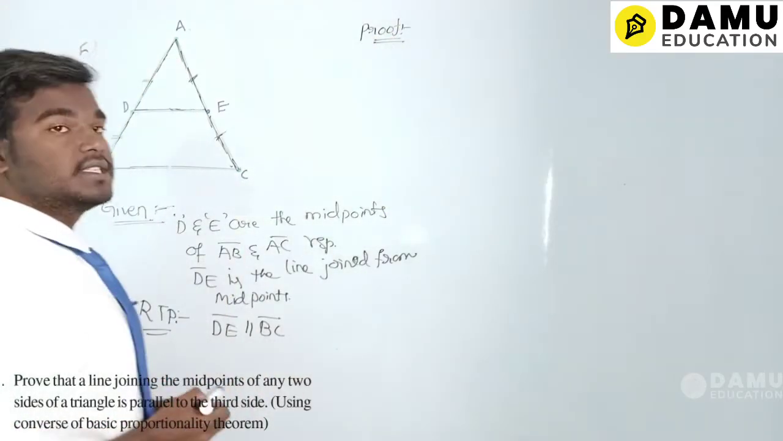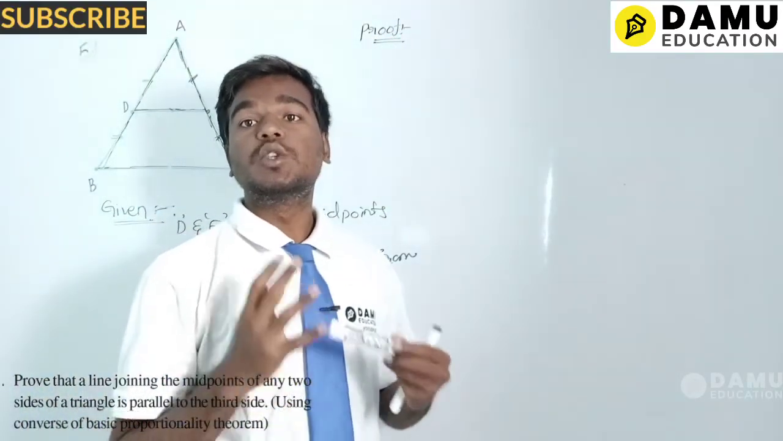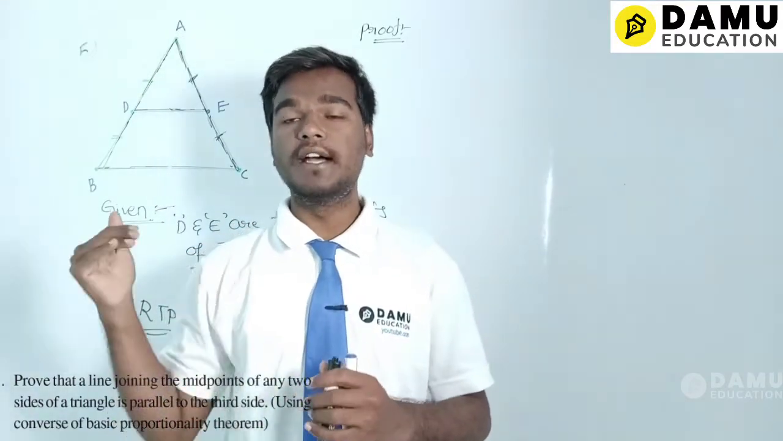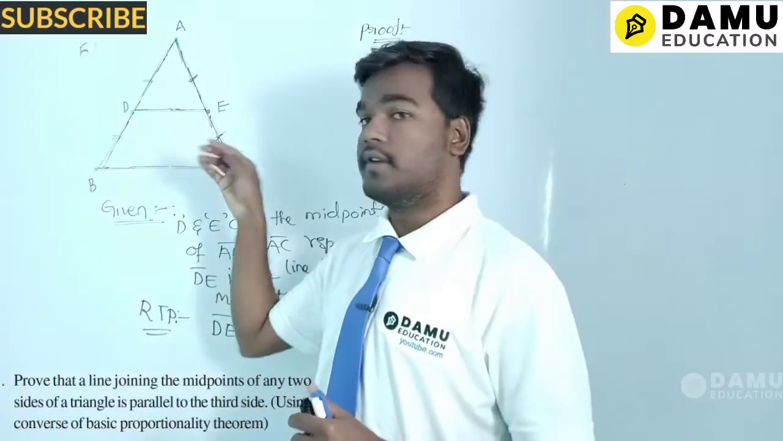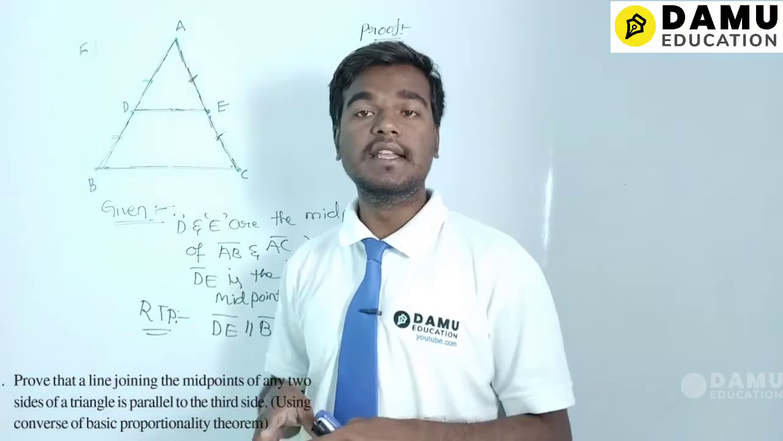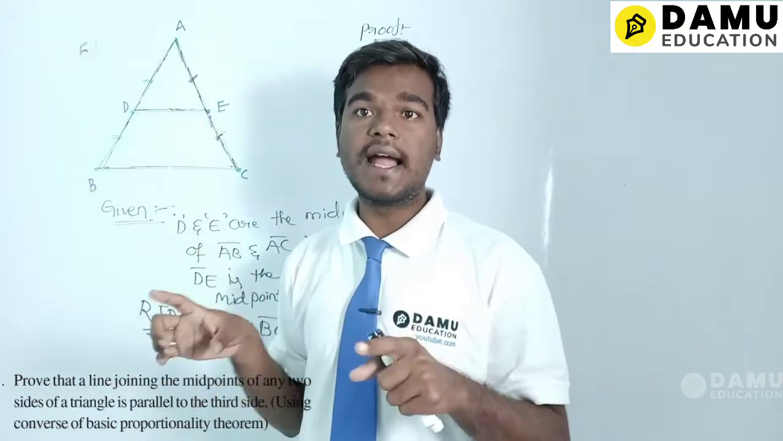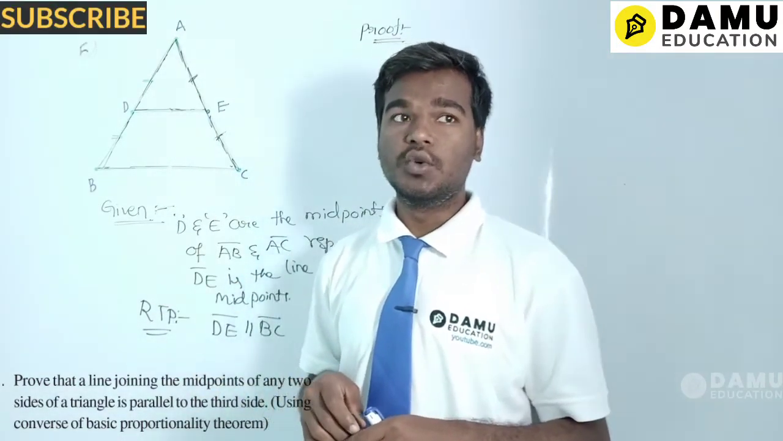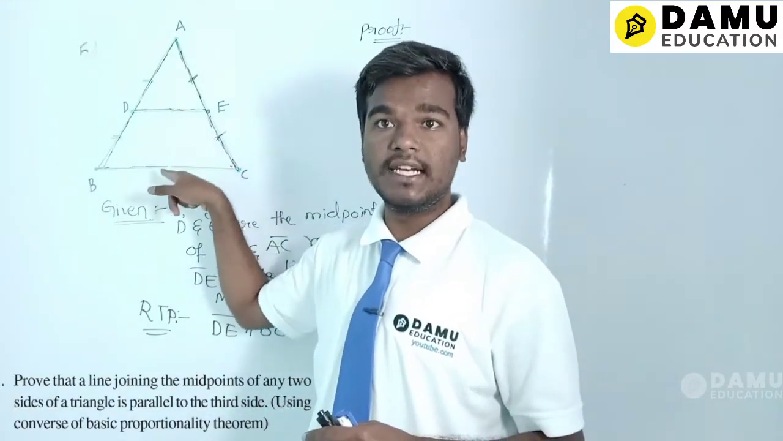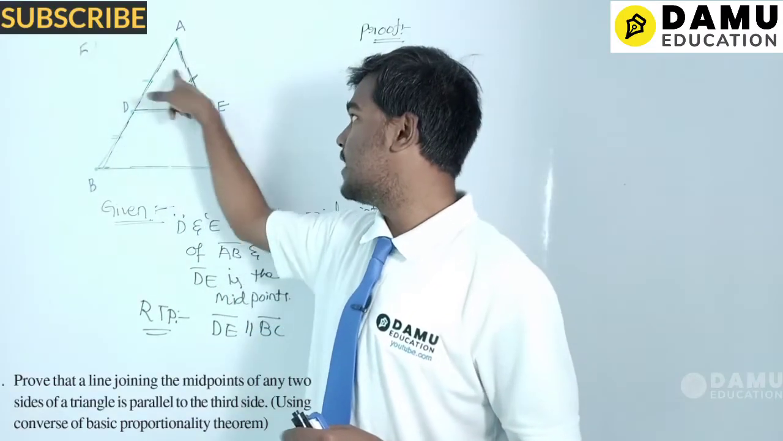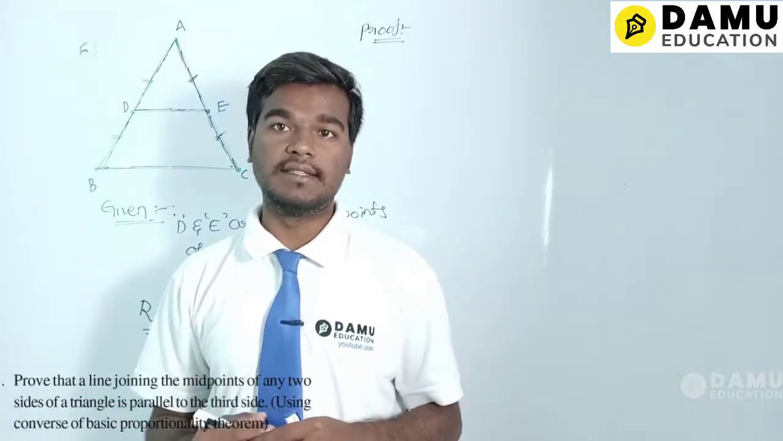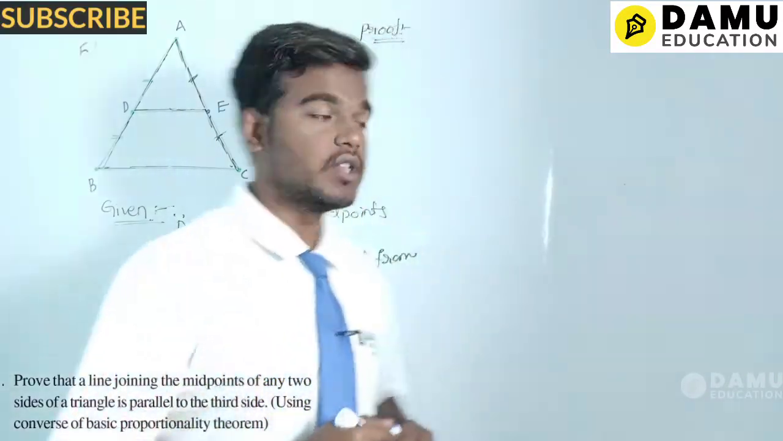So what is the Thales theorem? The Thales theorem explains that if any line which is drawn from one side of a triangle is parallel to the third side, it will divide the two sides into equal ratios. So Thales theorem explains that if this line is joined from the two midpoints and it is parallel to the third side, it will divide these two sides AB and AC into equal ratios. That is Thales theorem. But here we need the converse of Thales theorem. Whatever it is, first take ratios in the triangles.